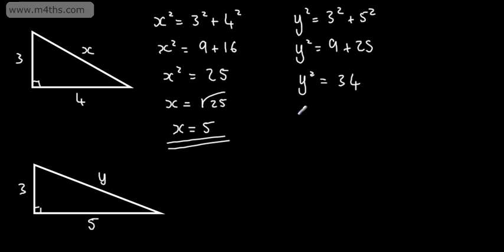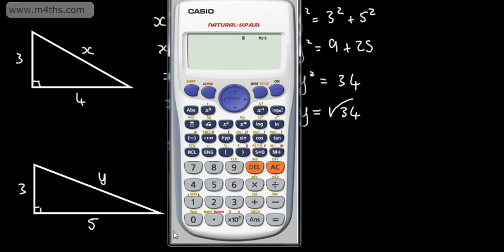Again, y is a length, so we say that y is going to be the positive square root of 34. At this stage, we would leave this in exact form. Exact form means that we don't write this as a decimal. We could go ahead and write that as a decimal, but it will reduce the accuracy of our workings if we were to use this for any other calculation.